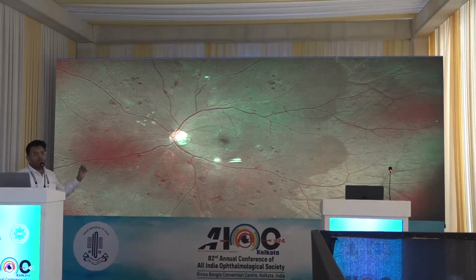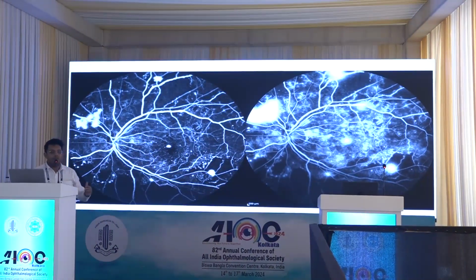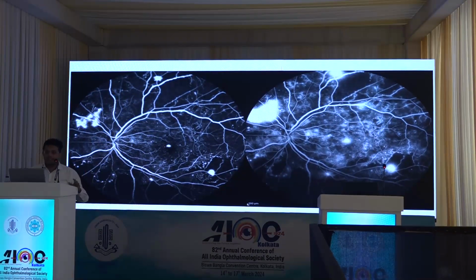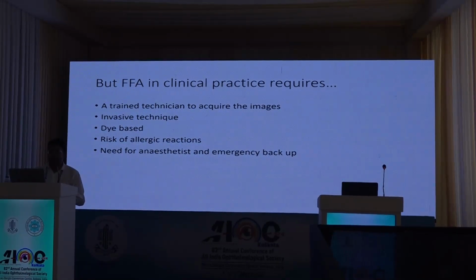But the way to identify what stage of the disease is, you want to do a fluorescein angiography, and that is where most of the people will do a fluorescein angiography, identify those abnormal areas of new vessels, and then see that, okay, now this is a stage of proliferative disease which we have, and therefore the patient needs to be treated. But to run a fluorescein angiography in a clinical practice, especially with general ophthalmologists and medical retina specialists, what you require is a trained technician to acquire those images. It's an invasive technique which is dye-based, and it has got a high risk of allergic reactions, and therefore you end up having an anesthetist or an emergency backup which is required in these cases.